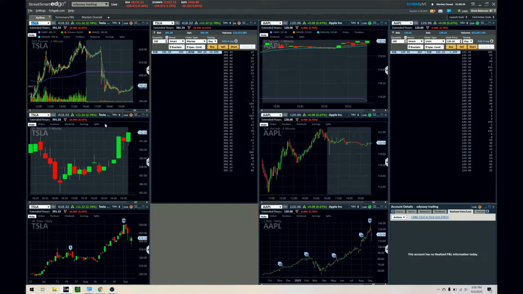And on the left hand side, you can see that I have three charts. I have a 1 minute chart at the top, a 5 minute chart in the middle, and then a daily chart at the bottom. I use these three charts on a daily basis because I need to know exactly what's going on with the stock in real time.